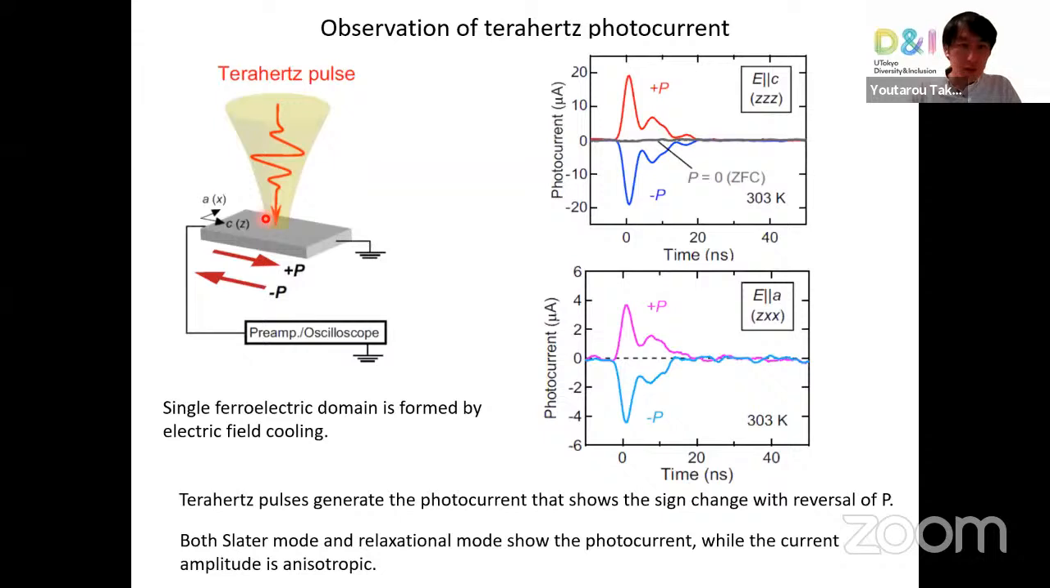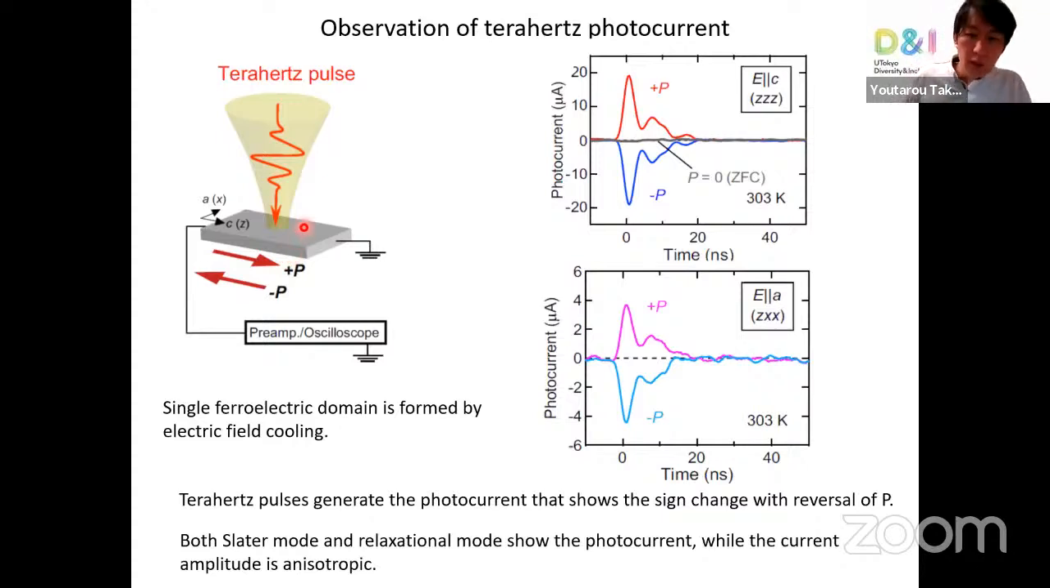So this is the result. We prepared a single ferroelectric domain sample by electric field cooling and irradiated the terahertz pulses. The photocurrent is measured using an oscilloscope. This is a time profile of the photocurrent generated by the terahertz pulses. This photocurrent shows a sign change with the sign reversal of the spontaneous polarization, which is consistent with the symmetry of the nonlinear optical conductivity.